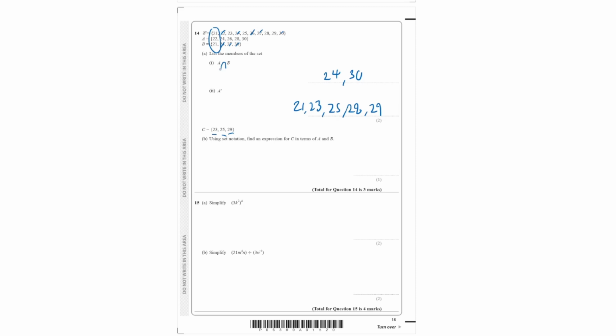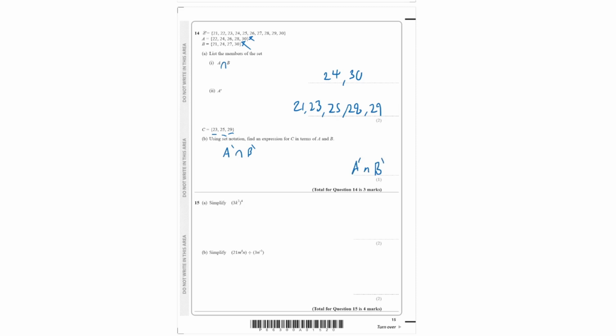Use set notation to find an expression for C in terms of A. So first off, I can see that C is not A because 23, 25, and 29 are not visible here. It is also not visible in B. So I know that it has something to do with not A and not B. But it's also a common thing between A and B. And when dealing with commons, it's an intersection. So our answer is A not intersection B not.